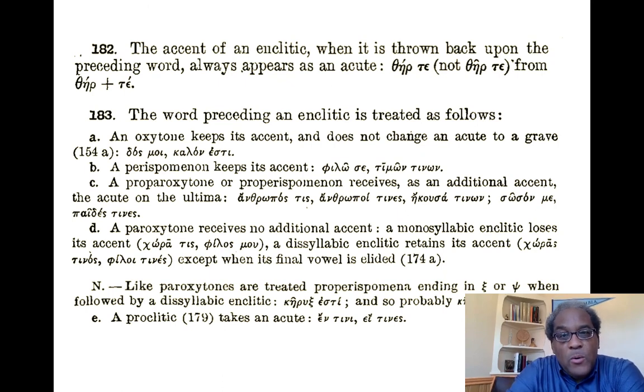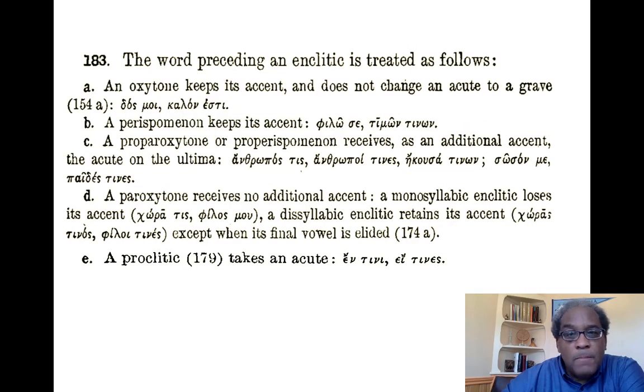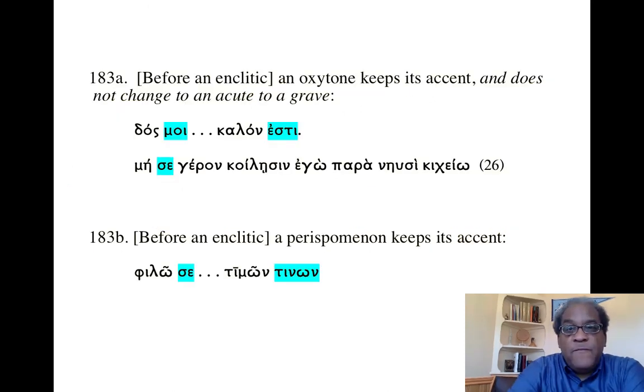But just to go through them very quickly, well, no, I'm going to go using the slides. So, before an enclitic, an oxytone keeps its accent and does not change from an acute to a grave. So, dós moi kalón esti. You see, the acute does not become a grave because the enclitic almost attaches right to the previous word. So we saw this in line 26. Me se geron, koilēsin ego, etc. Me se.